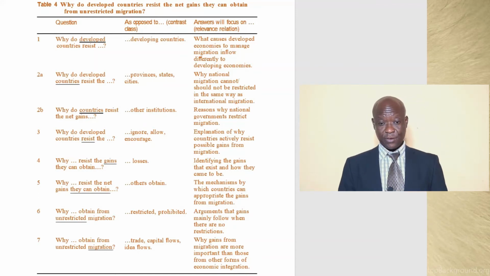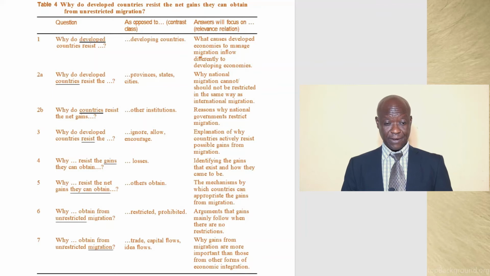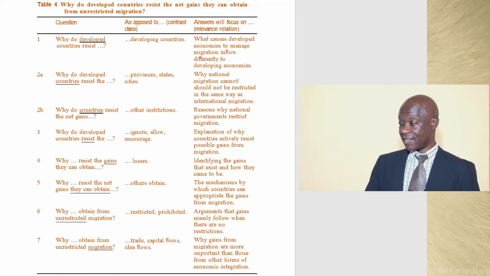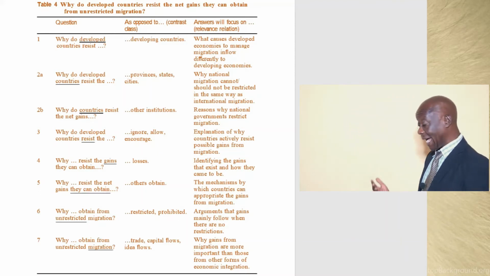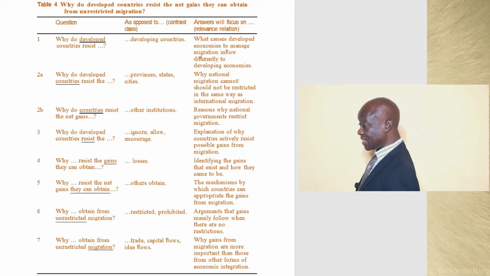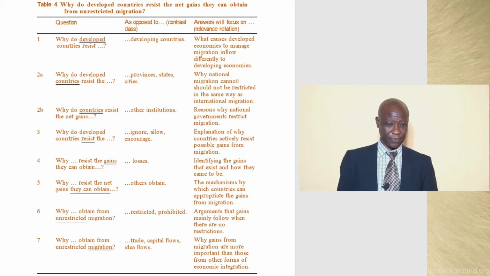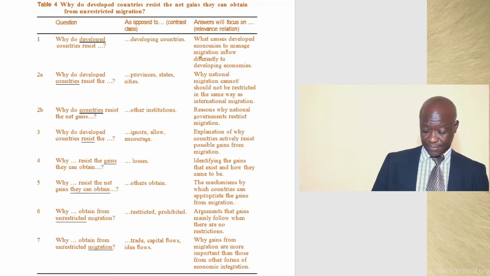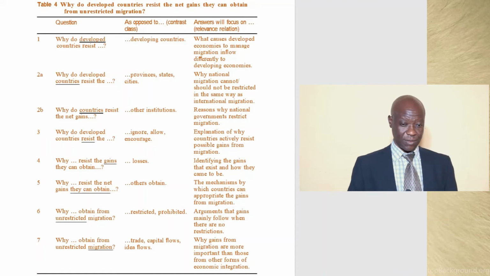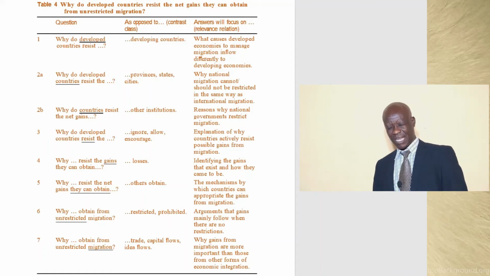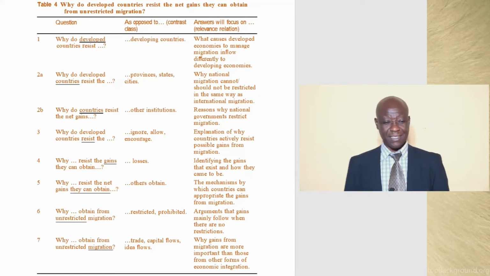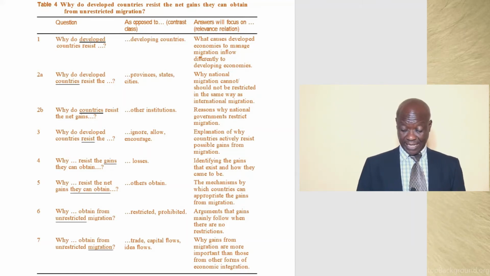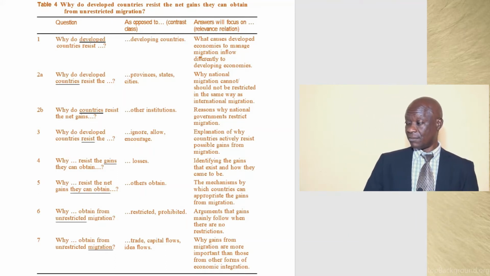Just to take you back, because I know you can easily forget, we are doing a Van Franssen analysis. As you can see in table four, we are dealing with the question of why developed countries resist the net gains they can obtain from unrestricted migration. I did tell you that step number one, ladies and gentlemen, is to refine the question until it is sufficiently meaningful to be researched. Then step number two, find the topic and check it. So we just removed the word why.